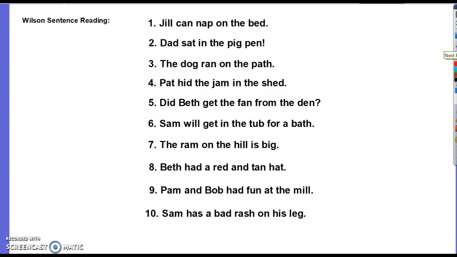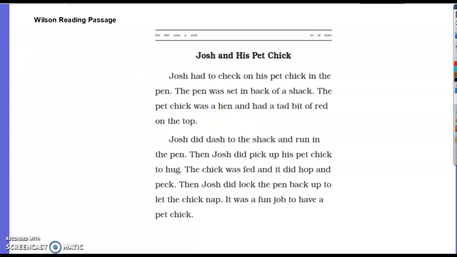Next, we will go into our passage reading. Today's passage is called Josh and His Pet Chick. Some of the high frequency words we will see in this passage are his, the, was, a, and. Some others are to, of, and have.